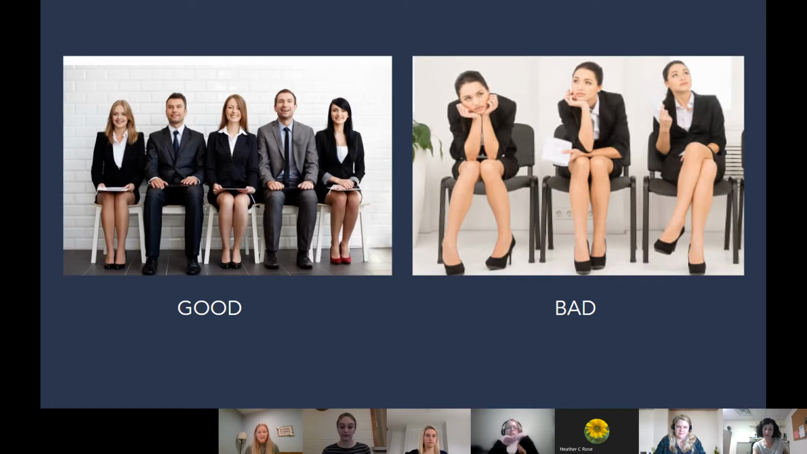Absolutely. Thank you, Ashley. You hit every point in this good example. These students are doing well in all of those areas. Would anyone like to maybe point out some pieces of the bad example of body posture, maybe what this student could be doing better or pointing out what she's doing wrong?